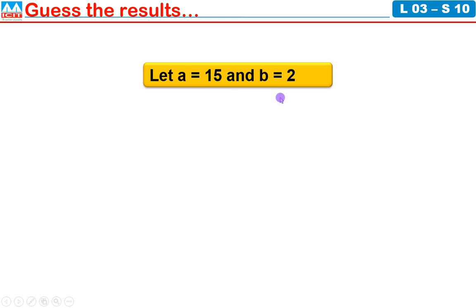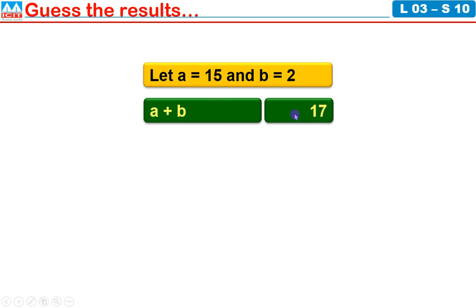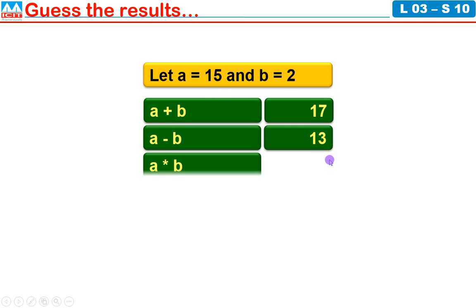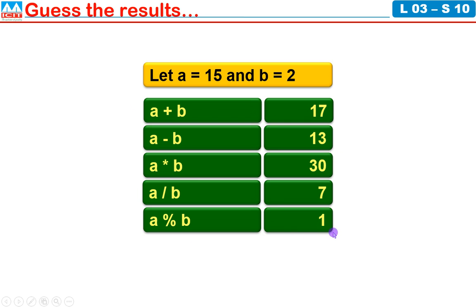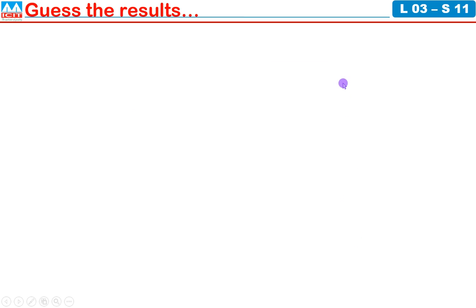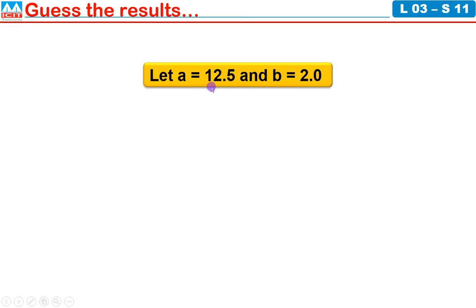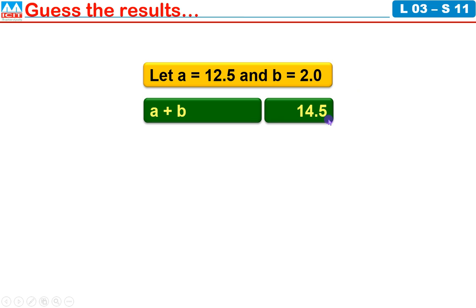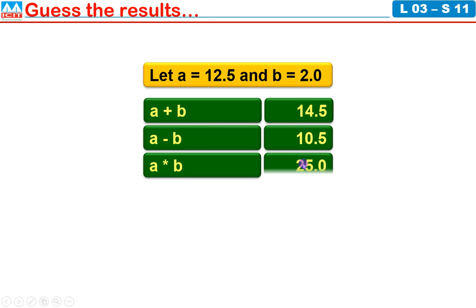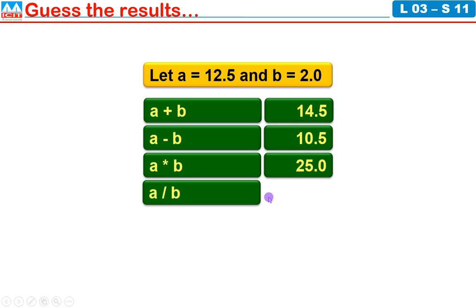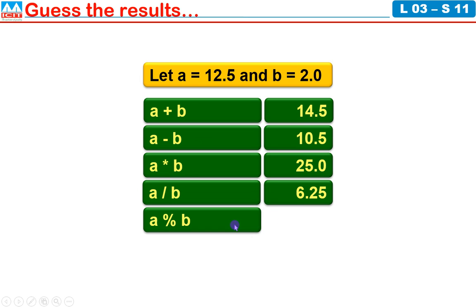A equal to 15, b equal to 2, rendu integers. A plus b ఏమవుతుంది 17, a minus b 13, a star b 30, a by b 7, a modulo b, you will get the remainder 1. A equal to 12.5, b equal to 2.2, both are floats. A plus b 14.7, a minus b 10.3, a star b 27.5, a by b 5.68, a modulo b, it is invalid, it won't work.